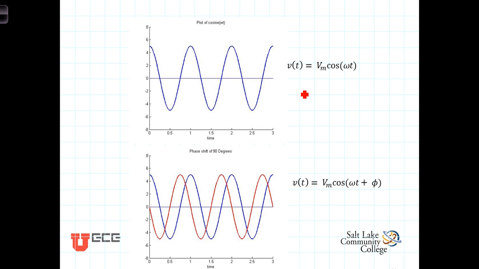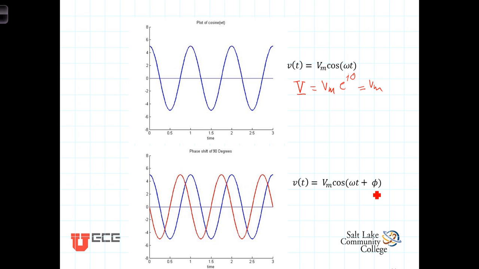Let's just look graphically at what we're talking about then. Here is a cosine waveform that goes through its maximum at t equals 0. In other words, it has no phase shift. We would write the phasor representation of this as v sub m e to the j 0. Well, e to the 0 is 1, so this is simply equal to v sub m.